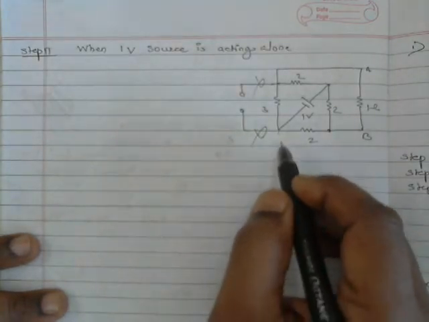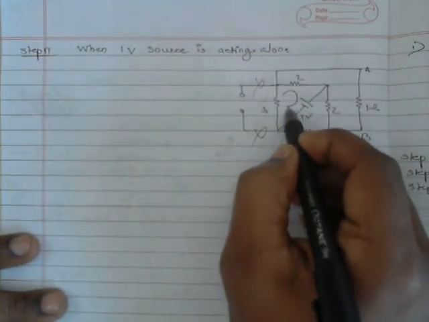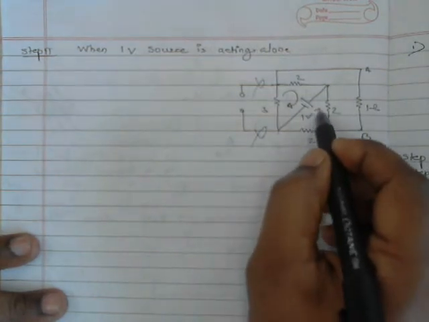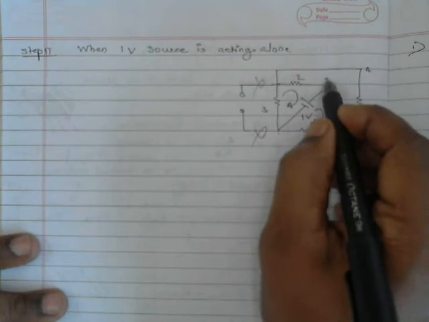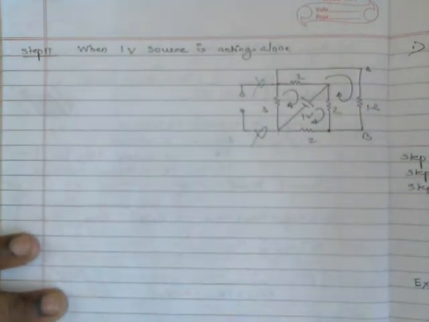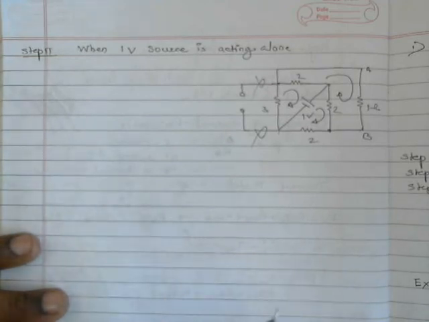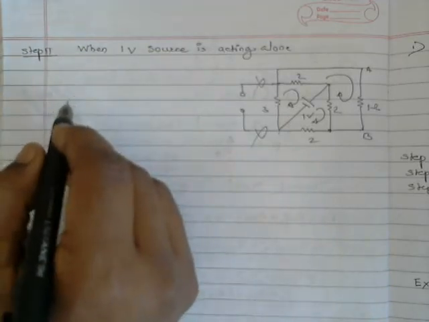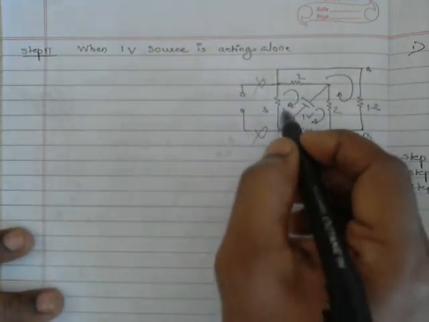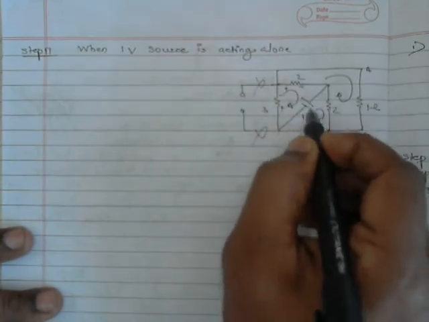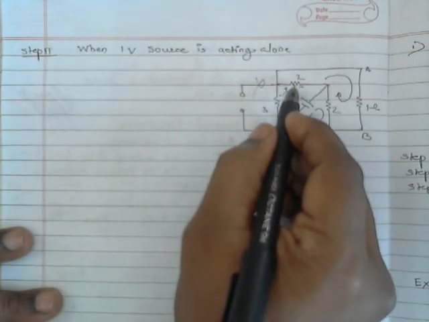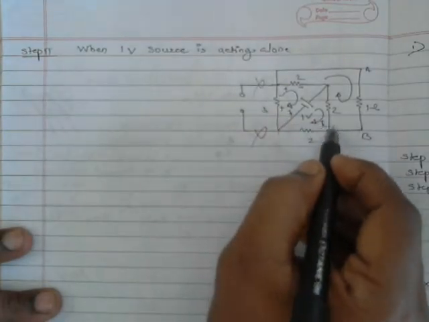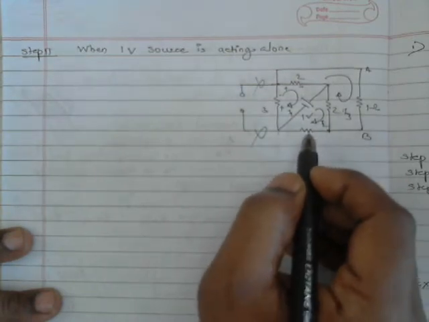We can apply KVL. You can assume any direction. KVL, KCL, source transformation: these are some tools by which we can get the current. When applying KVL in this loop, give the polarity like this: plus, minus. Keep this polarity as it is. So if I start from here, this is I1, this is I2, this is I3, right?